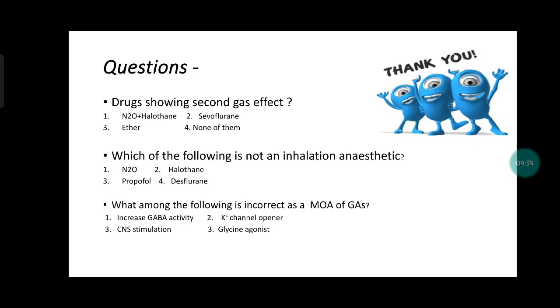What among the following is incorrect as a mechanism of general anesthesia? First option, increase in GABA activity, second K plus channel opener, third CNS stimulation and fourth glycine agonist. Yeah, the answer would be CNS stimulation. The general anesthetics here are CNS depressants.